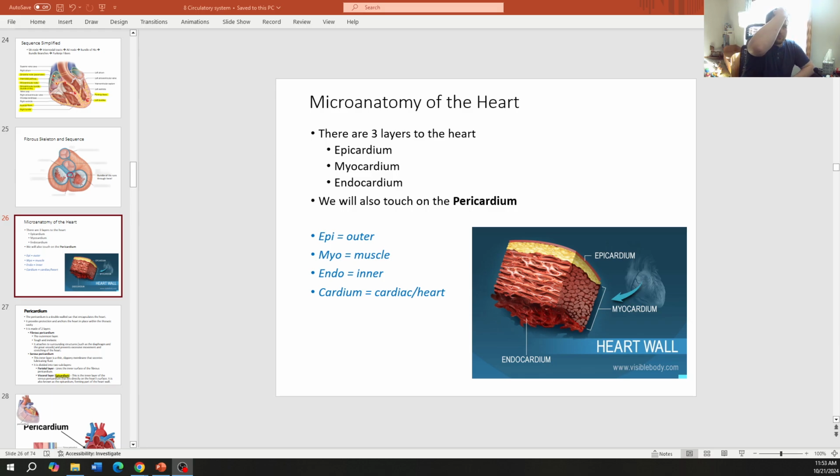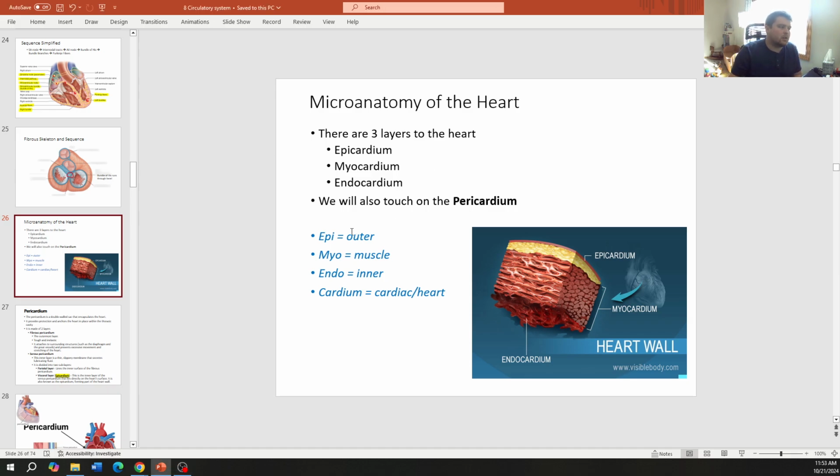So, when we talk about the microanatomy of the heart, we're going to dive into the different layers of the tissue of the heart. There are three, technically four, layers that we're going to talk about. Three are specifically of the actual heart itself, and then there's an extra protective coating around the heart. The three layers are the epicardium, the myocardium, and the endocardium. And then the pericardium is that outer layer.